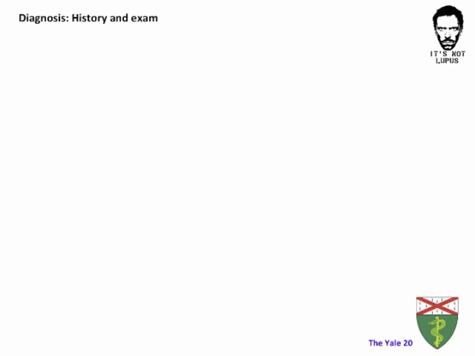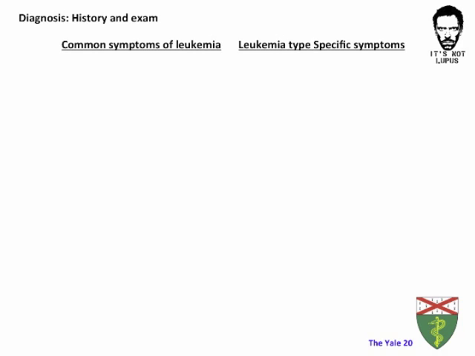Okay, let's start with diagnosis, history, and exam. I like to categorize the pertinent points of history and exam into different categories: common symptoms of leukemia and leukemia-specific symptoms. Let's think about the common symptoms of leukemia first.